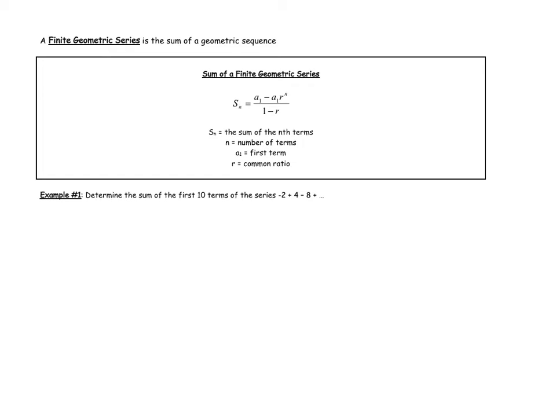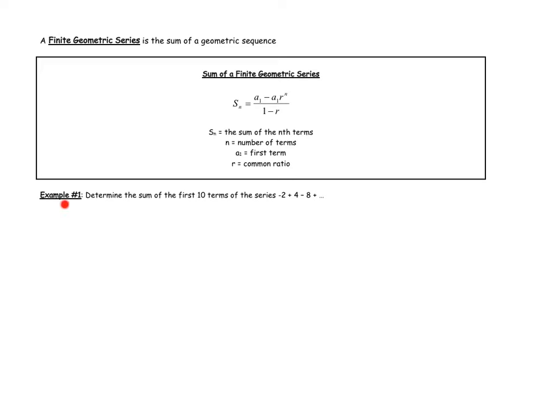Hi everyone, in today's lesson we're going to talk about a finite geometric series, which is the sum of a geometric sequence. Here's the formula that we will use. The S sub n is the sum of the nth terms, n is the number of terms, a sub 1 is the first term, and r is the common ratio.